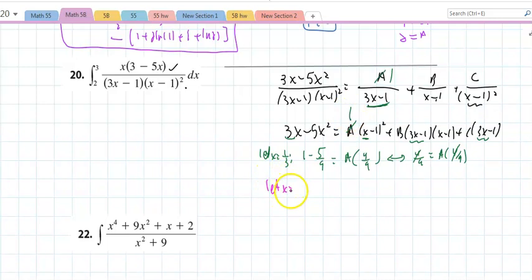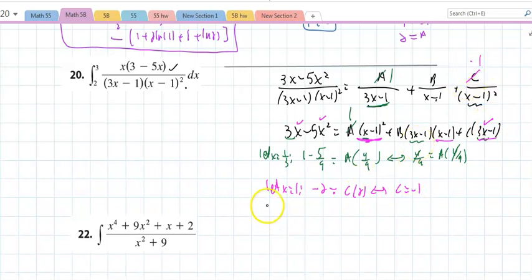Let x equal 1, the second value you can't have. If you put a 1 in there and a 1 in there, 3 minus 5 is a negative 2. A 1 in there will make that a 0, C times a 1 in there. 3 minus 1 is 2. That means C is a negative 1.